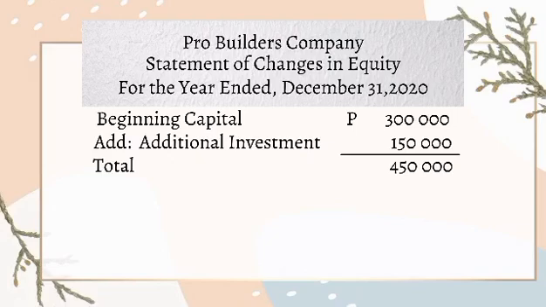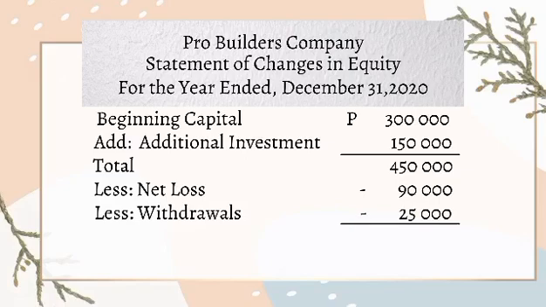Now, we will proceed to the decreases to equity, or the deductions to the capital balance. As you have noticed in the given problem, the company suffered a net loss with the total of 90,000 pesos. In the record, we will deduct it from the capital. Next are the withdrawals. Since the withdrawals also decrease the capital, we are also going to subtract it.